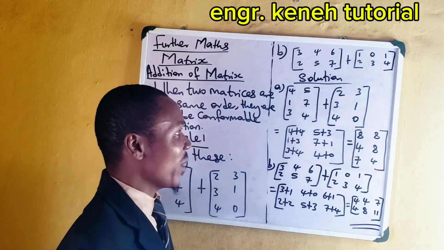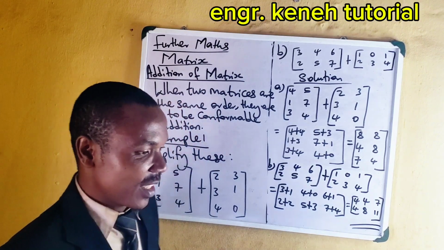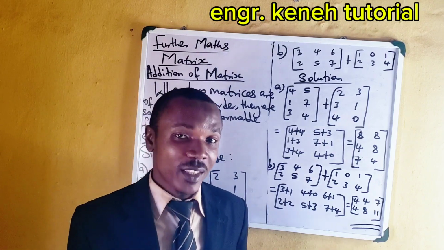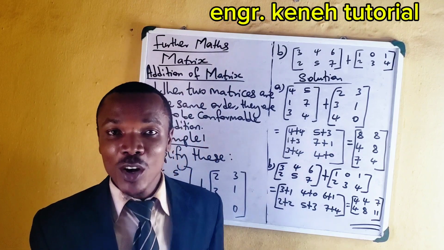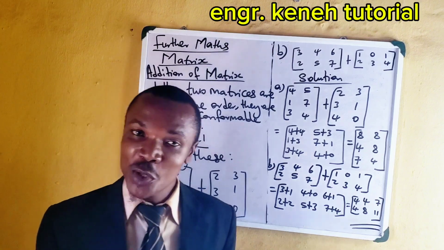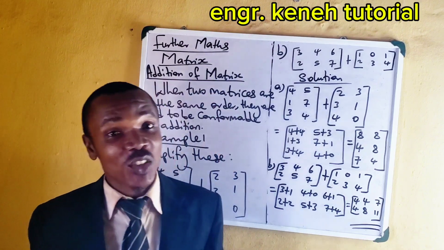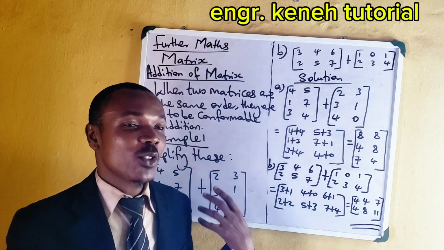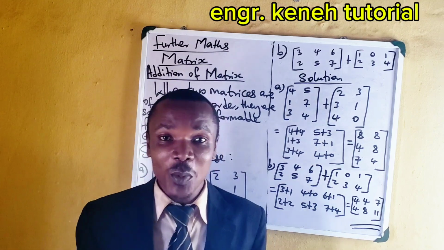So that is how we can add matrices. Remember, number one condition is that 2 or 3 of them, or any number of matrices you're talking about, they must be what? Conformable. That is number one condition. And if they are conformable, you just solve it the way I just solved it on the board now.